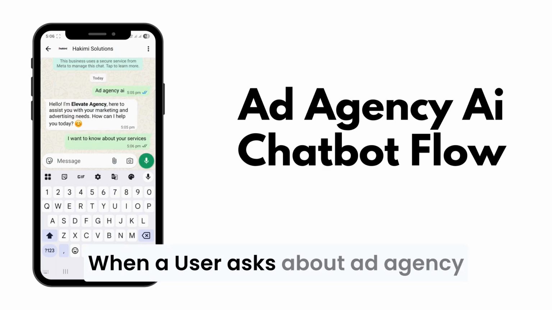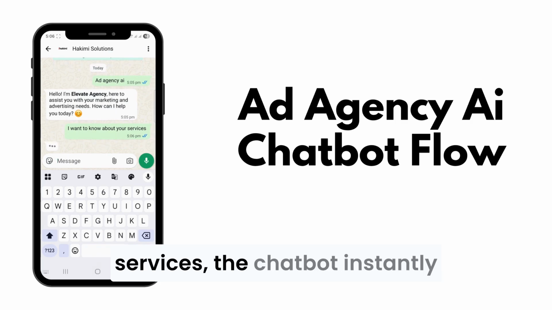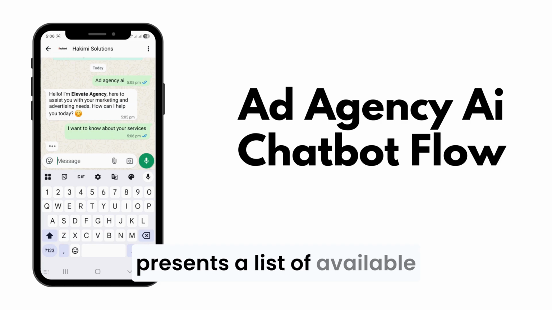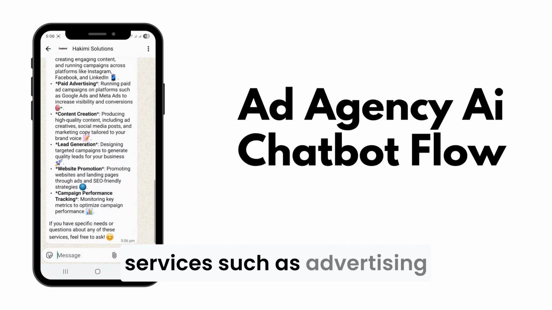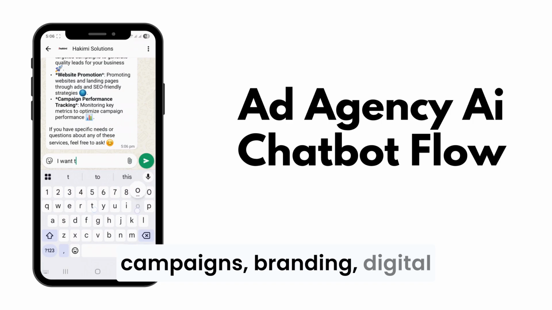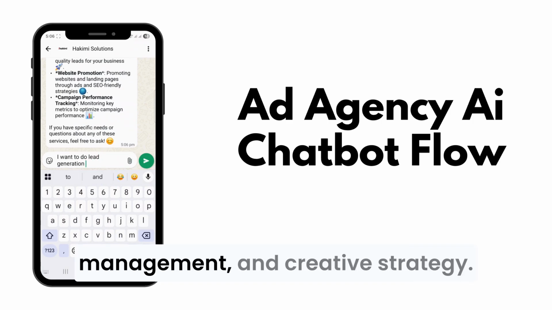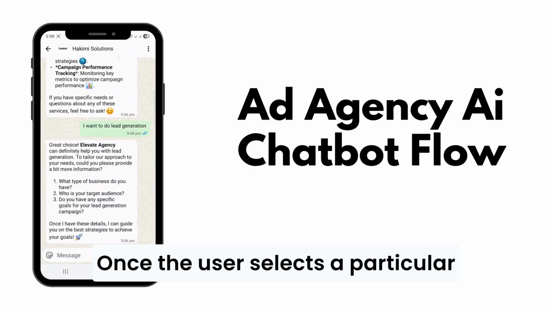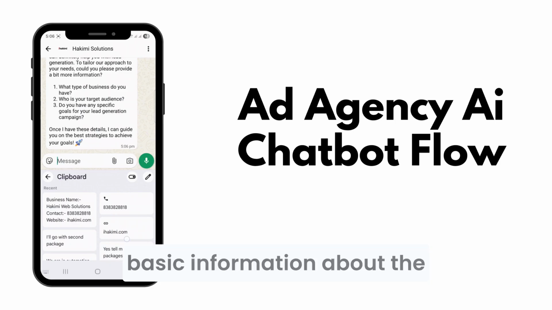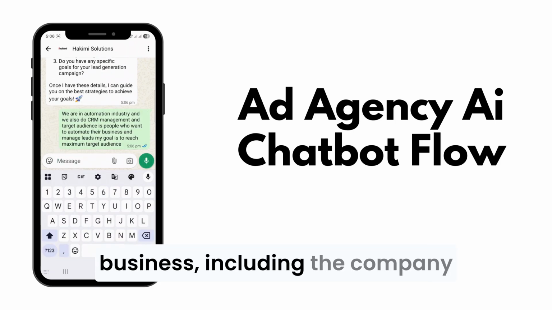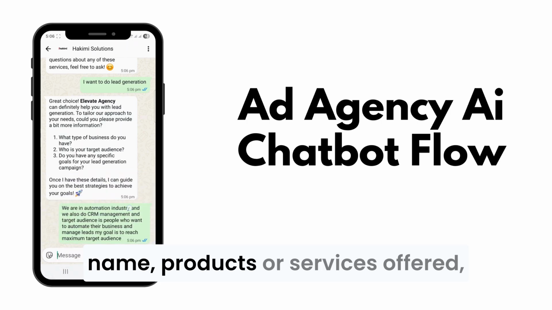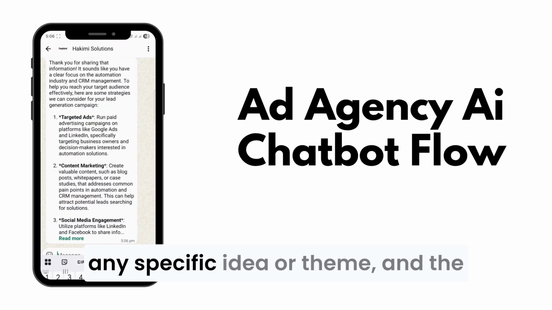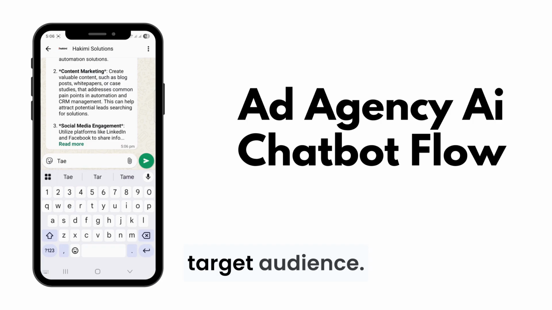When a user asks about ad agency services, the chatbot instantly presents a list of available services, such as advertising campaigns, branding, digital marketing, social media management, and creative strategy. Once the user selects a particular service, the chatbot collects some basic information about the business, including the company name, products or services offered, any specific idea or theme, and the target audience.